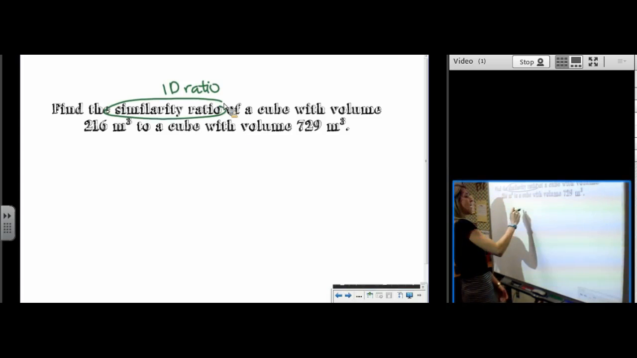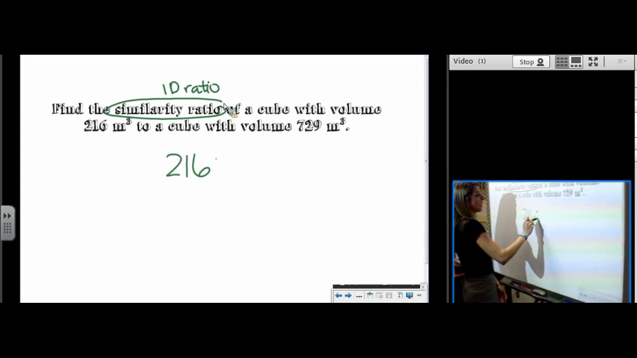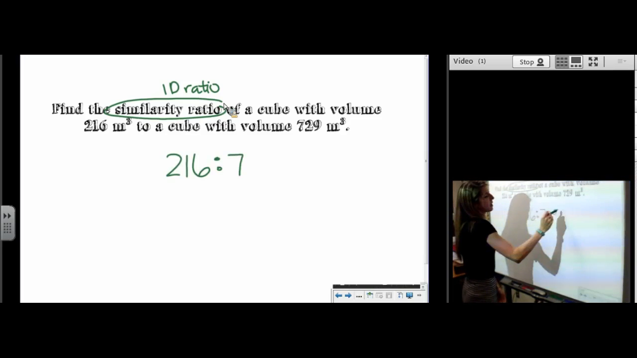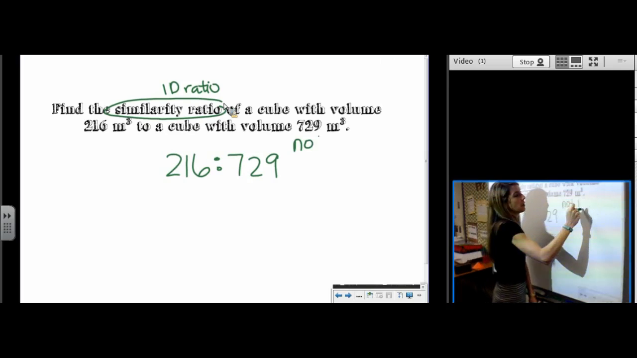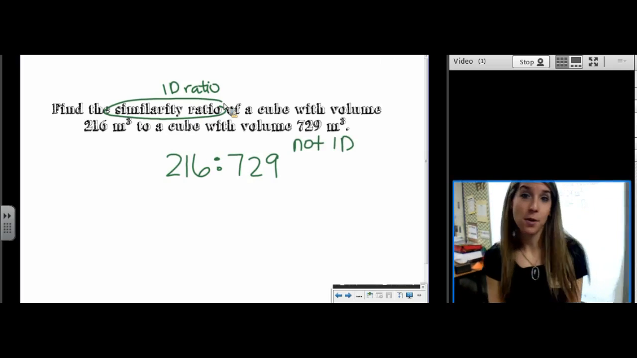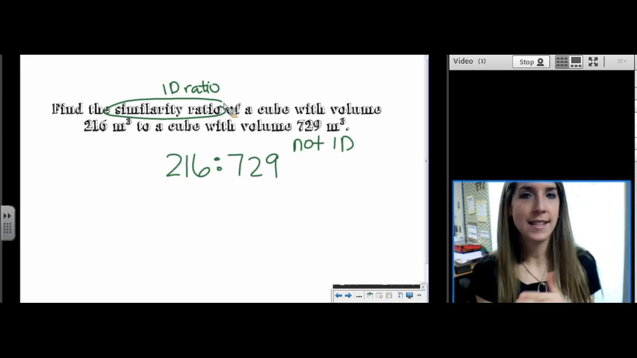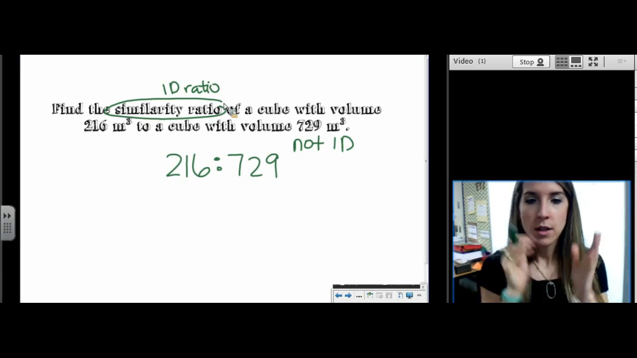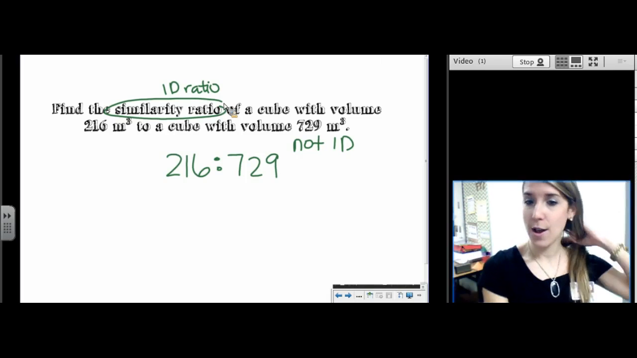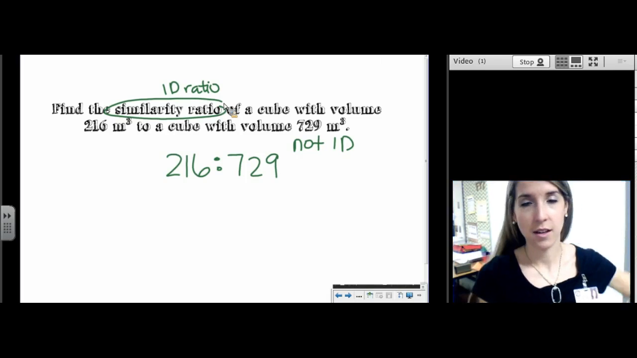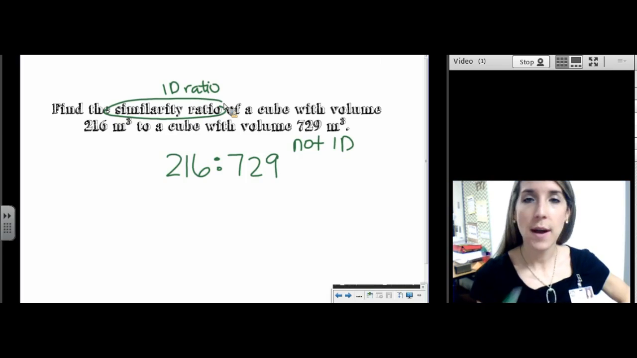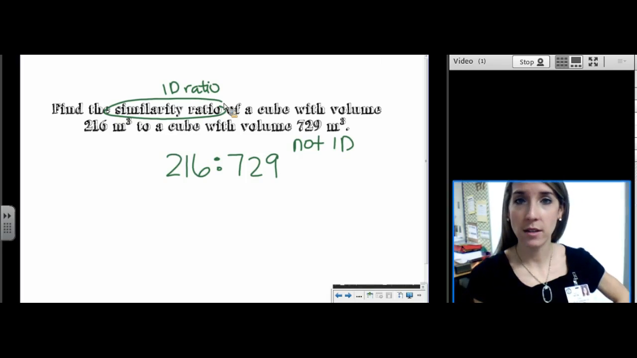It's saying that this right here is not the 1D ratio. I want to know what the 1D ratio, what's the ratio of their sides? The ratio of their sides is not 216 to 729. So you have two choices here. I notice that that ratio can be reduced. So I can reduce it and then cube root it, or I can cube root it and then reduce it.